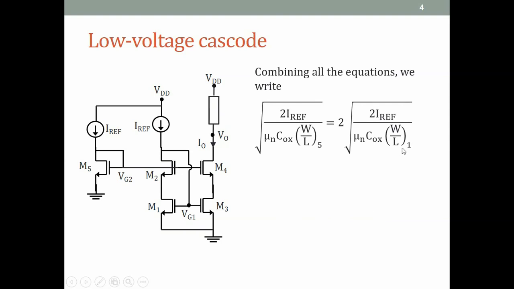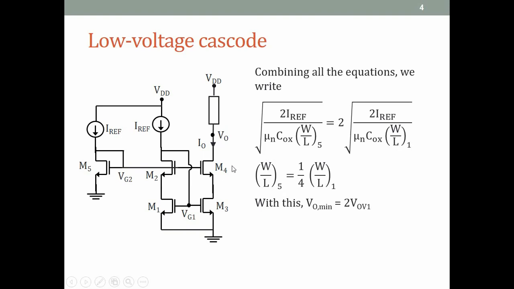This is equal to twice of the W by L1. And if we solve this for W by L5, then we'll get, so you square these and everything cancels except the W by L's. And you'll get W by L5 equal to 1/4 of W by L1. So the 2 becomes 4. All right. And with this, we'll get VOmin equal to 2VOV1. So now we've got a lowest possible VOmin of a cascode circuit.